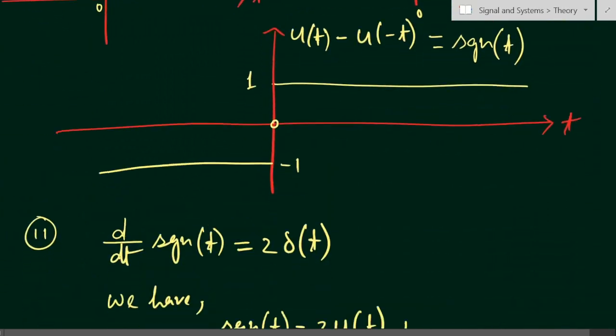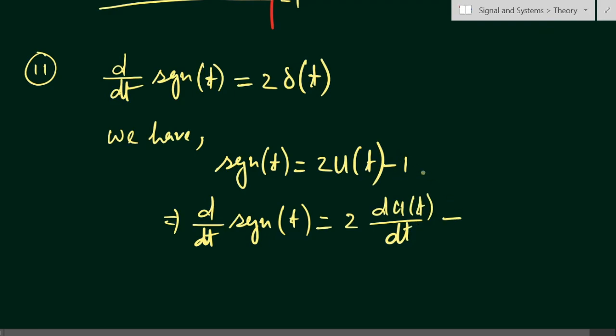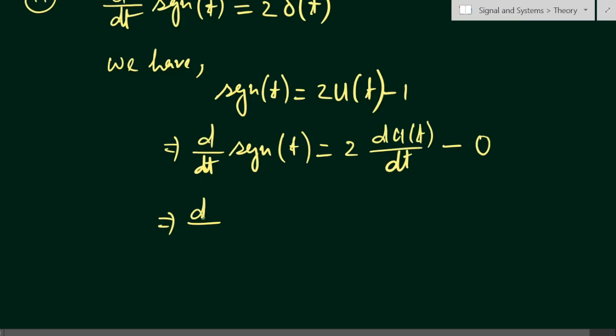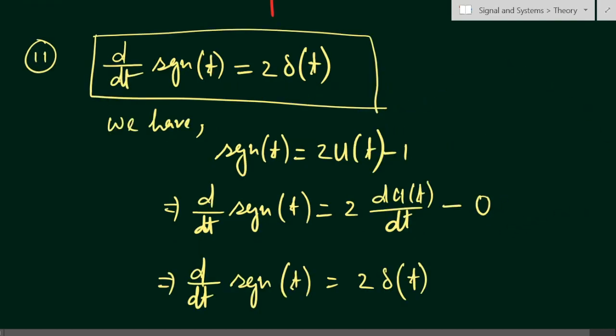So if we differentiate now, d dt of signum function is equal to 2 is a constant, so it will come outside. So du of t by dt minus differentiation of a constant is equal to 0. d dt of signum function is equal to twice. Now differentiation of unit step signal is a unit impulse signal. So here we'll have delta of t. So this is the proof of this second property. Now let us go to our third property.